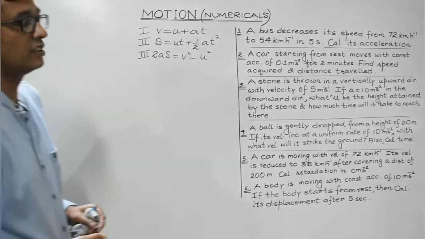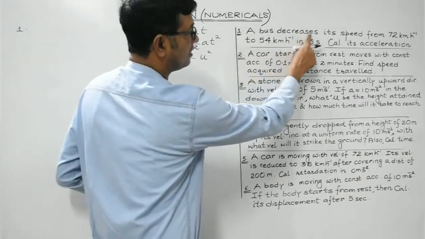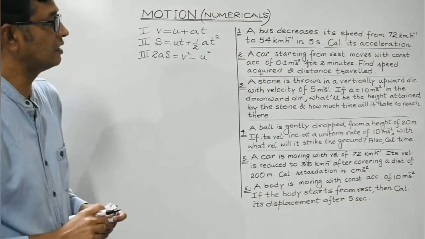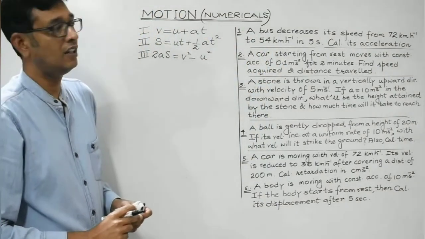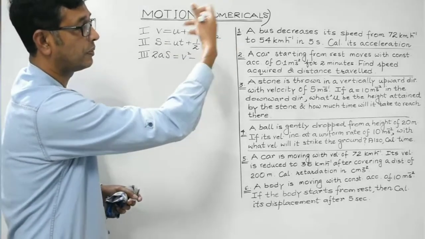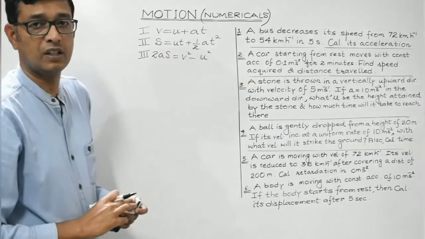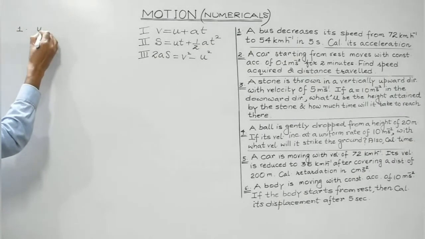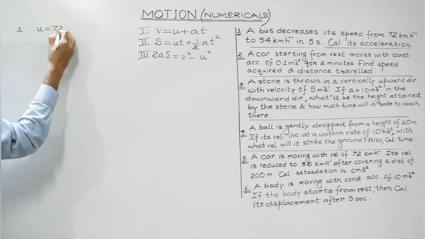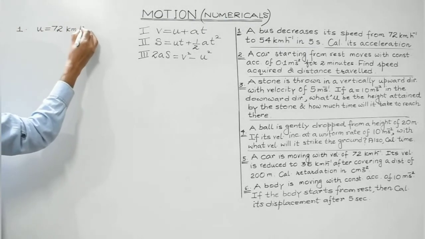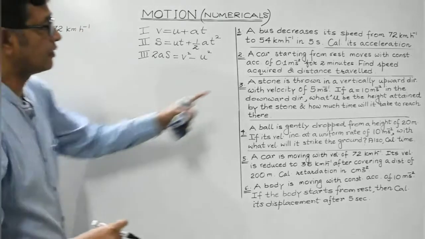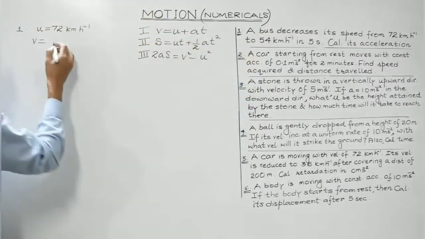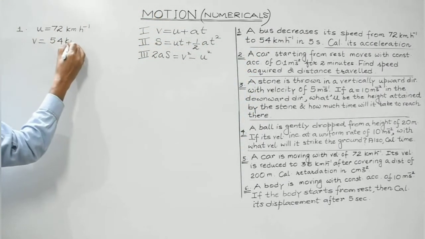First question: a bus decreases its speed from 72 km per hour to 54 km per hour in 5 seconds. Calculate its acceleration. Look, it decreases its speed from 72 to 54 km per hour. So what's the initial speed? Initially, it is represented by U. It is given to be 72 km per hour. And after 5 seconds, what is the final speed of the bus? It is given to be 54 km per hour.